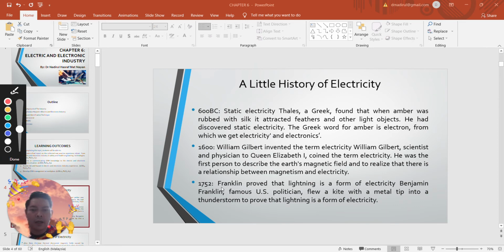And then in 1752, Franklin, a US inventor, proved that lightning is a form of electricity. Benjamin Franklin flew a kite with a metal tip into a thunderstorm to prove that lightning is a form of electricity. This scenario is shown here, where Benjamin Franklin flies his kite to show the audience the proof.